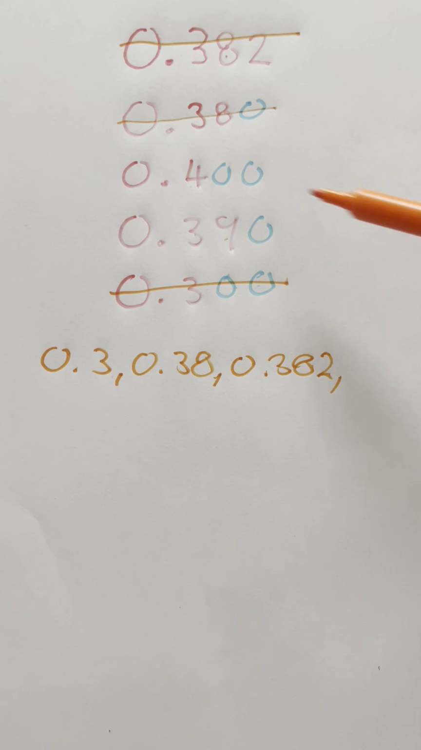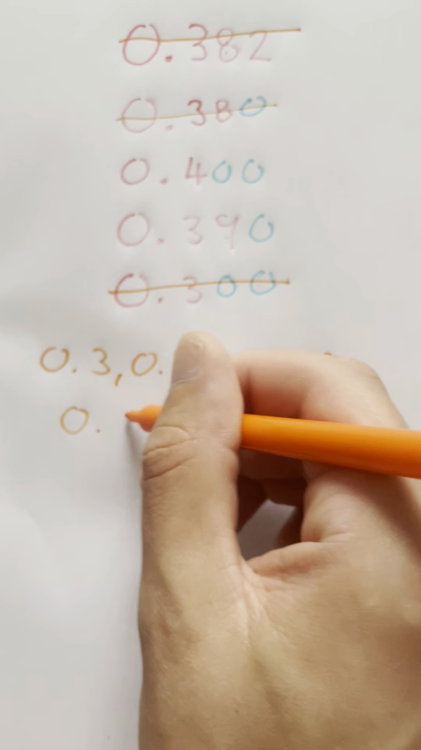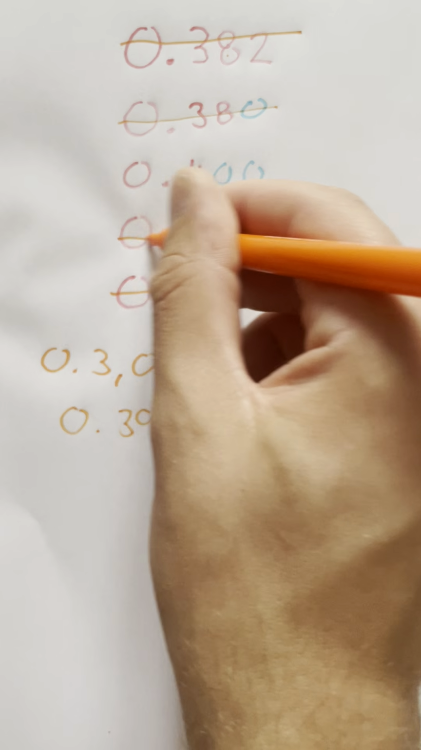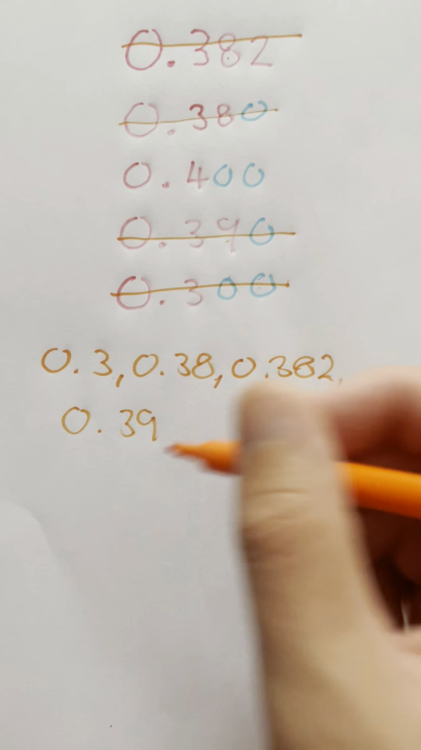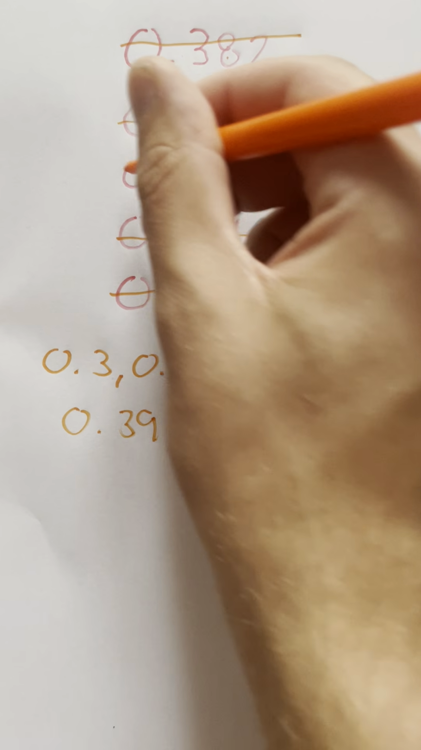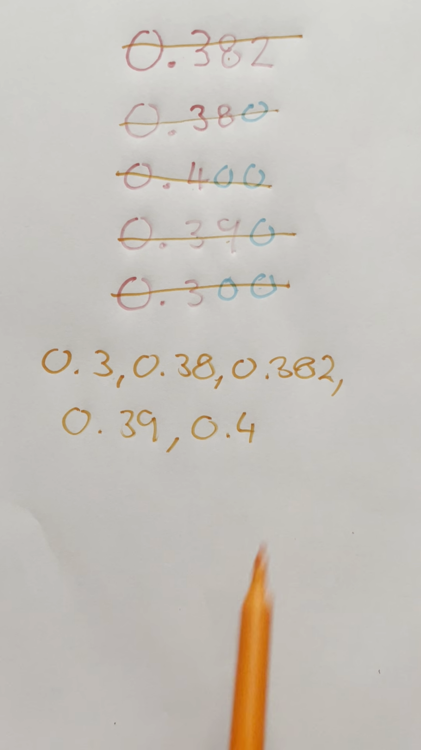We then have one more of our 0.3s. Our 0.39 comes next. And finally, our largest of these numbers is our 0.4. And we're done. We put all of our numbers in ascending order.